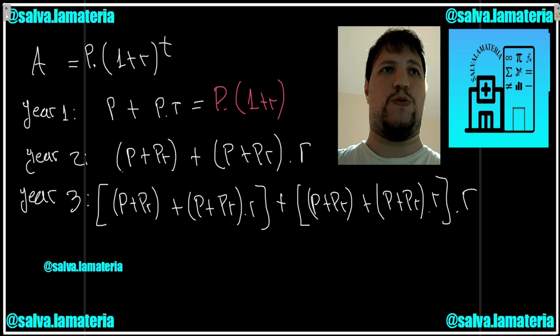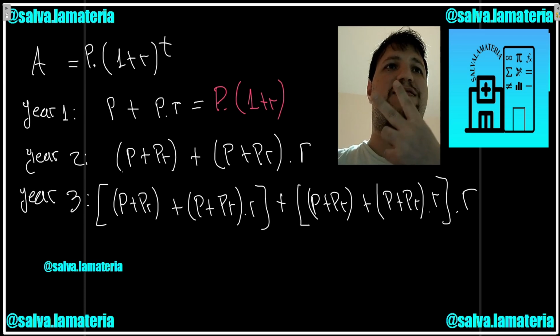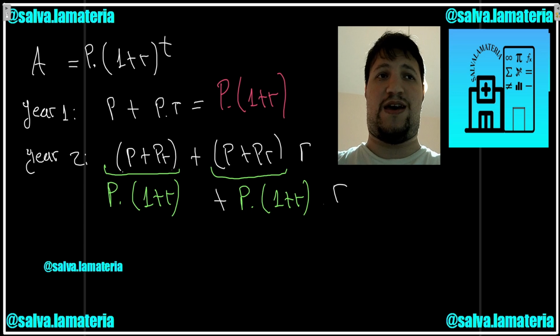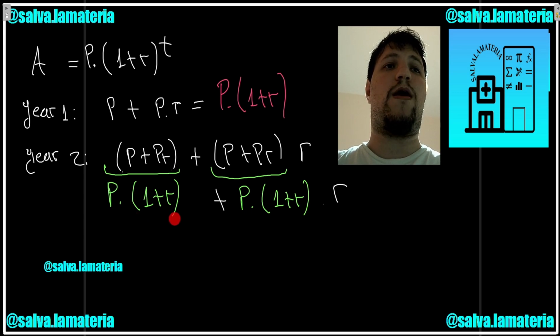Now what happens in the second year? The second year is going to be interesting. We're going to develop this. P plus P times R is exactly P times 1 plus R. So we have P times 1 plus R plus P times 1 plus R times R. We can take a common factor here, but we are not going to take the common factor of P. We're going to take the common factor of 1 plus R. Be careful with that.